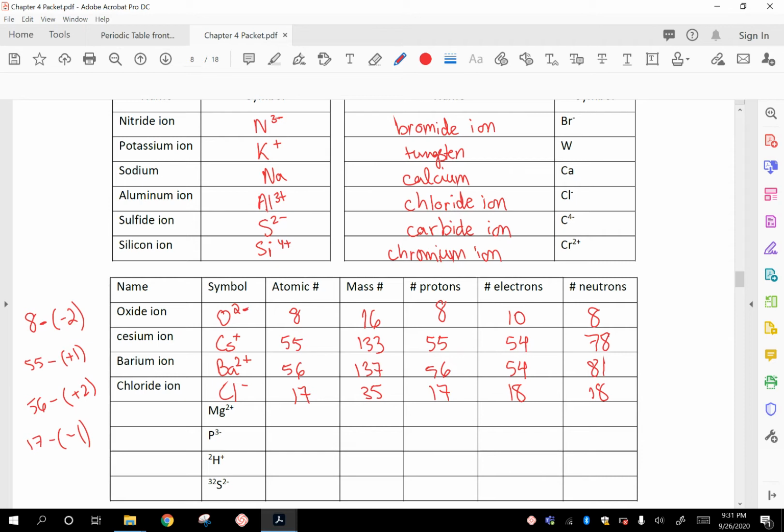Next one, Mg2+. So Mg2+ is magnesium, and to name the ion, because this is positively charged, you just write the name of the element and follow that by the word ion. So just magnesium ion.